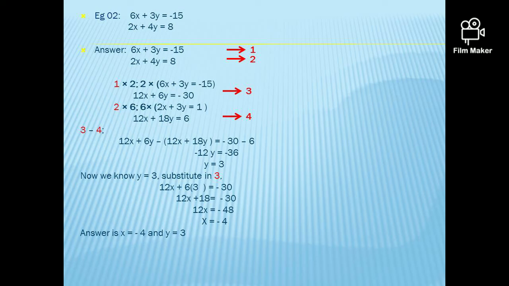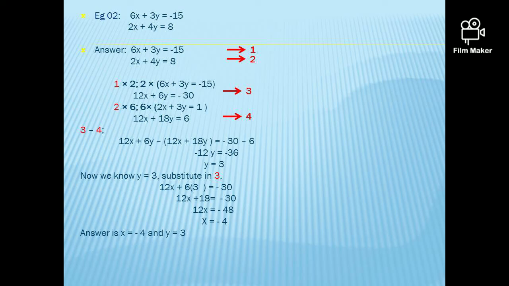The coefficient of x in the second equation is 2. Then I'll multiply the first equation by 2. Therefore, you get the answer 2 times 6x plus 3y equals minus 15. Then you obtain 12x plus 6y equals minus 30.